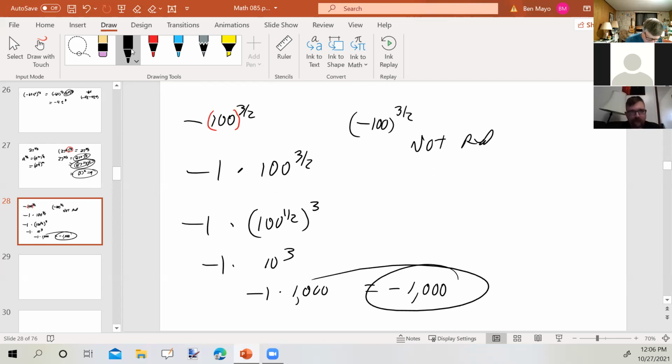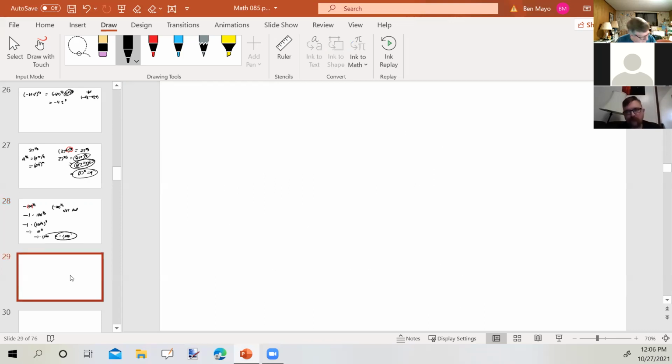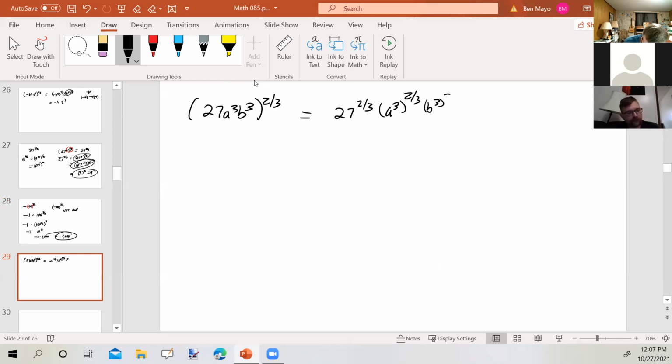How about this one? It says simplify each expression. All variables represent positive real numbers. 27 a cubed b cubed to the 2/3 power. Okay, so that's 27 to the 2/3 power, a cubed to the 2/3 power, b cubed to the 2/3 power. So that's 27 to the 1/3 power squared. Okay, so I'm pulling that apart.